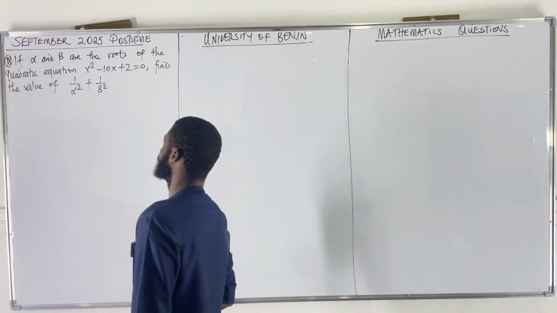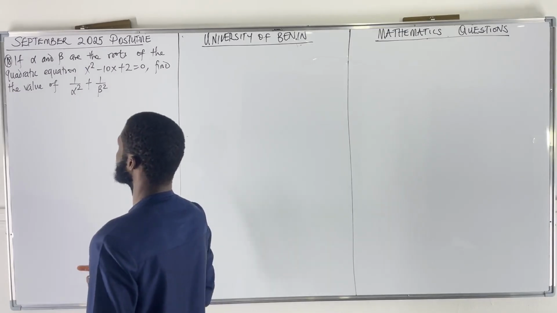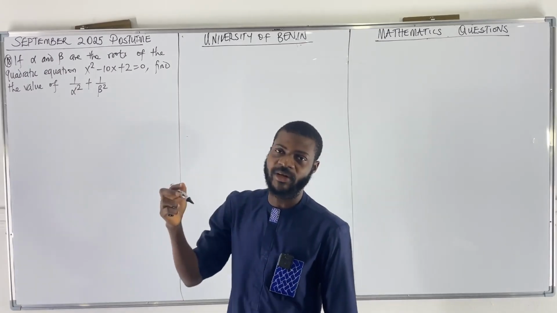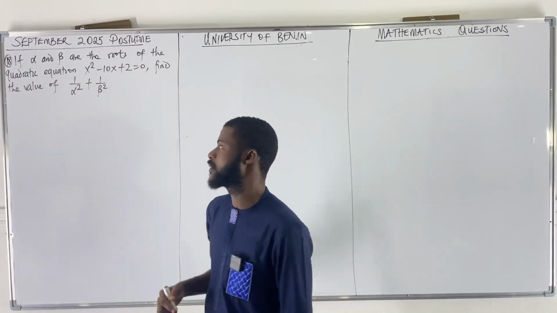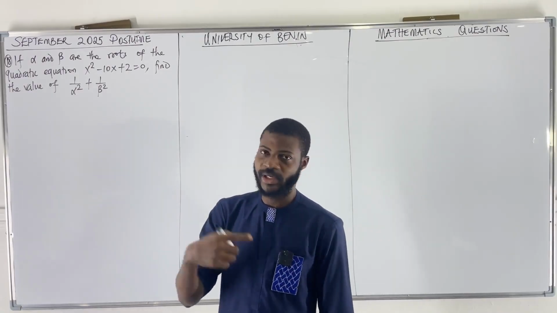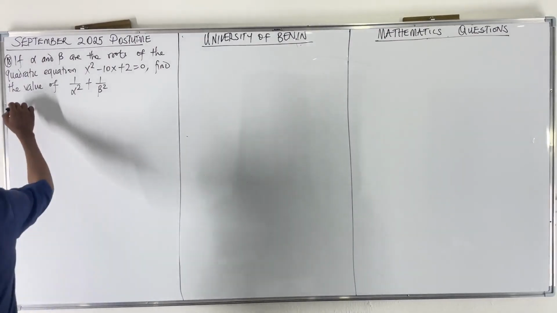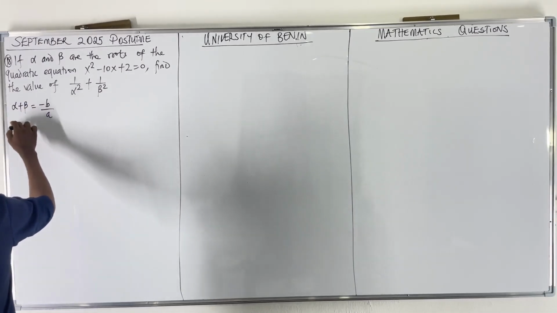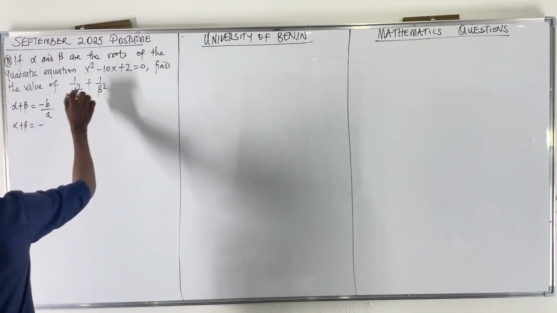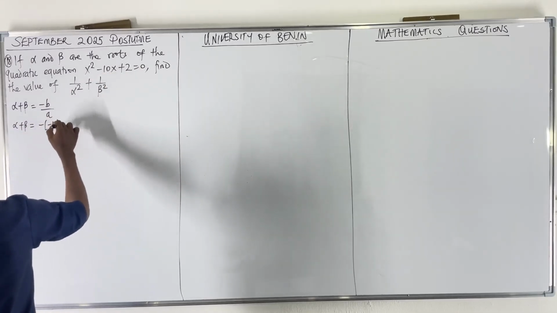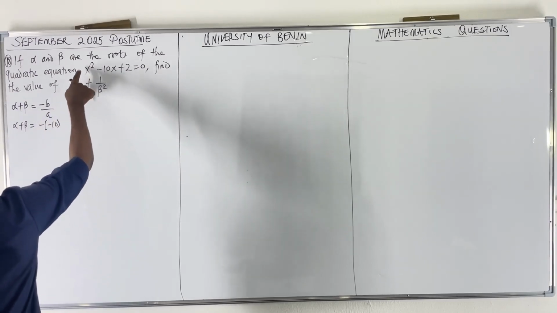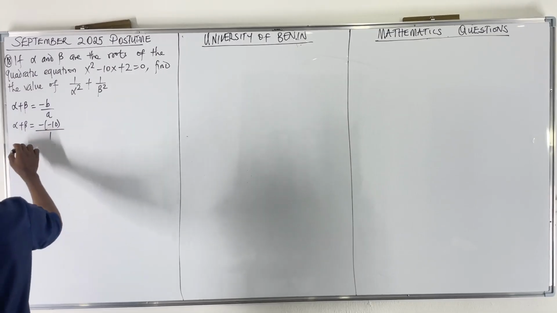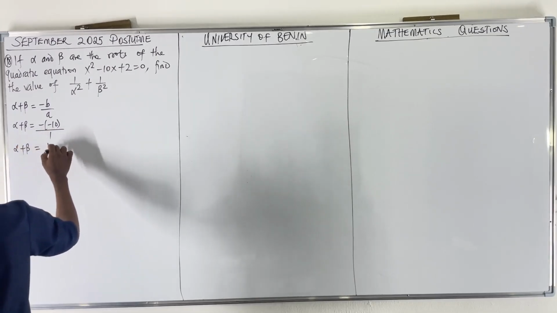Since I'm using alpha and beta, I'm going to be bringing out symmetric values. The two symmetric values we have are the sum and the product of roots. Because sum is symmetrical, then product is also symmetrical. So let's find alpha plus beta. Alpha plus beta is minus b over a. So b here is minus 10. A quadratic equation is written as ax squared plus bx plus c equal to 0. Then a is 1.